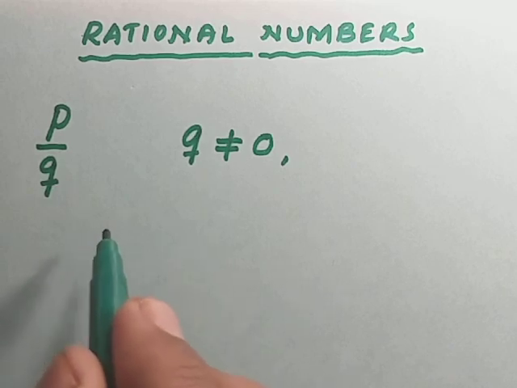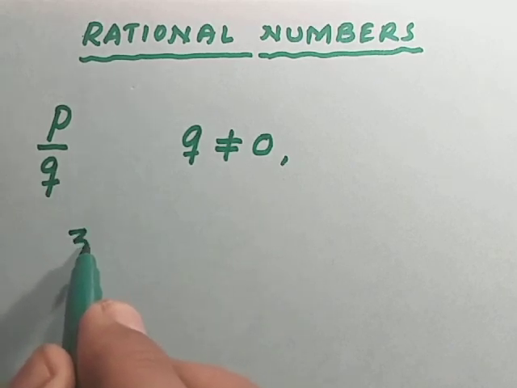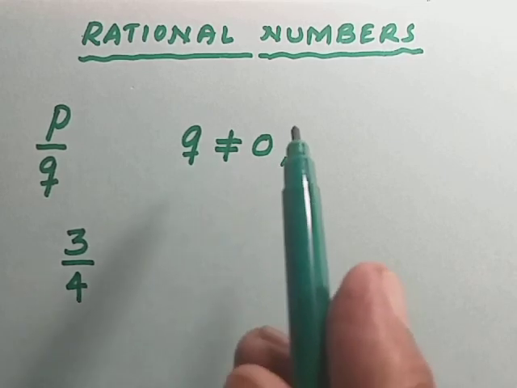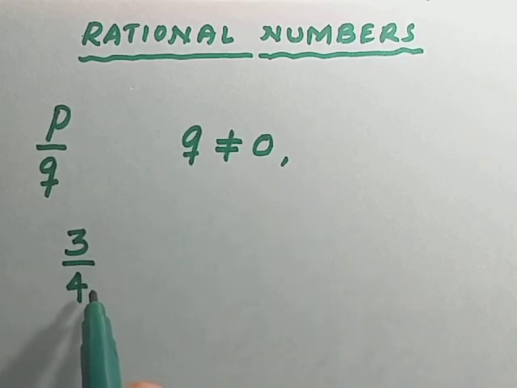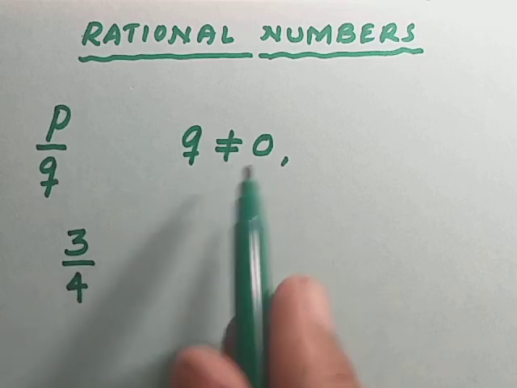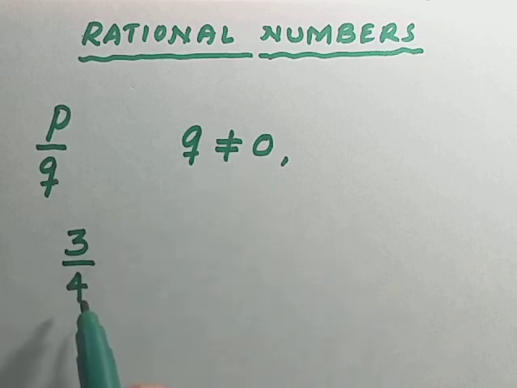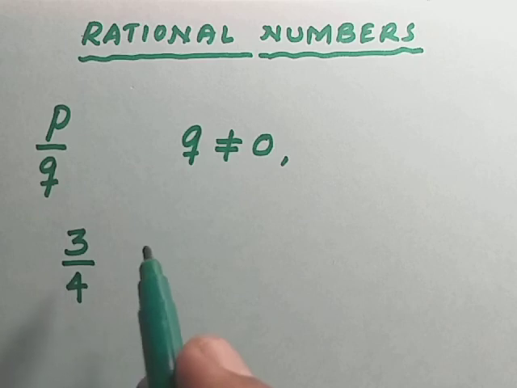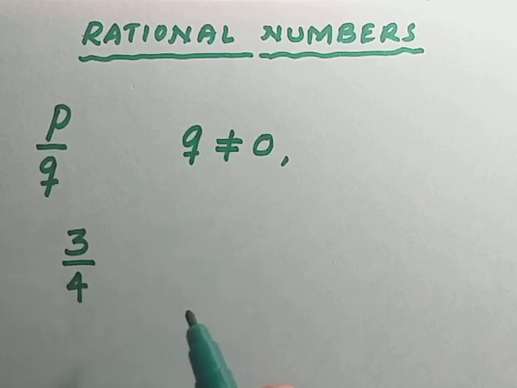Let's take an example. 3 by 4. 3 by 4 is a rational number because q is not equal to 0, q is equal to 4, and hence we call it a rational number.